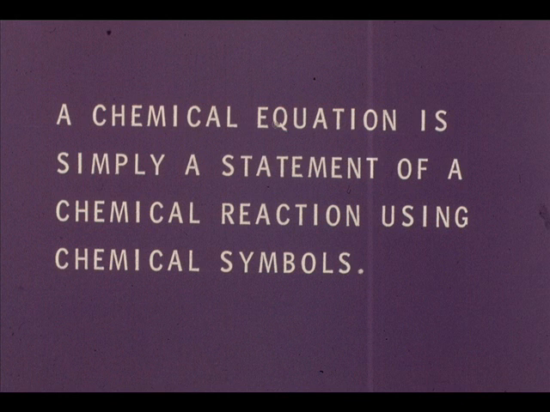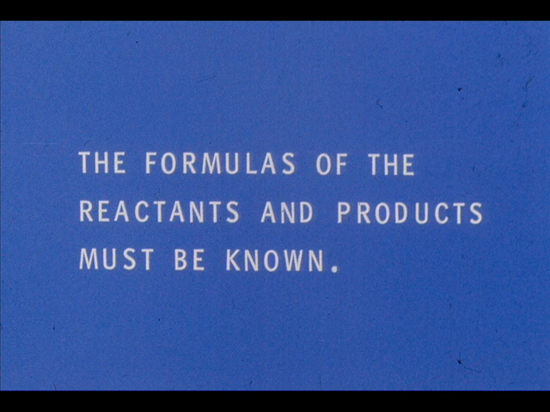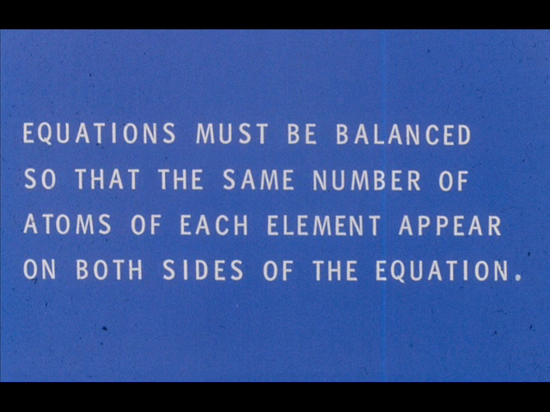A chemical equation is simply a statement of a chemical reaction using chemical symbols. When writing equations, the names of the reactants and the products must be known. The formulas of the reactants and products must be known. And equations must be balanced so that the same number of atoms of each element appear on both sides of the equation.